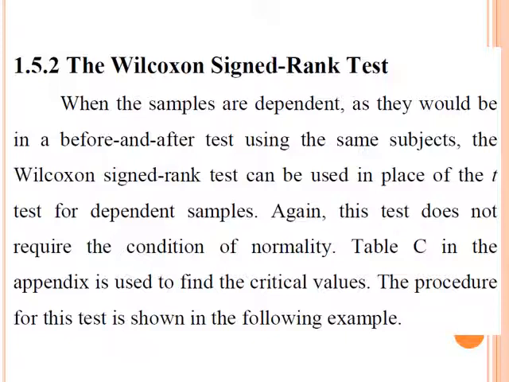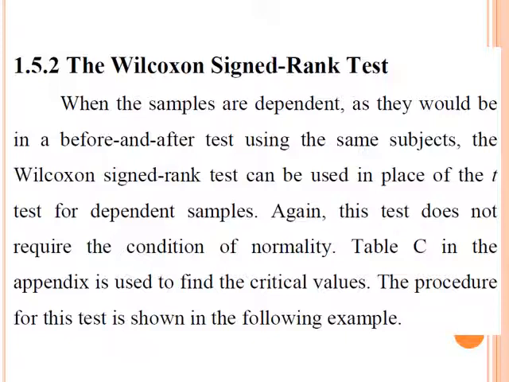be using the same subject. The Wilcoxon sign rank test can be used in place of the t-test when the samples are dependent, and the test doesn't require the condition of normality. Of course, as we mentioned many times, we first use parametric testing, which is the t-test, z-test, and proportional tests, if the condition of normality is met. But if we don't have the condition of normality, we use non-parametric tests, and we already covered other tests that can be used in the case of non-normality.